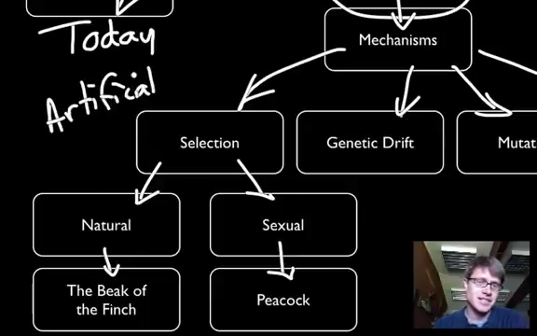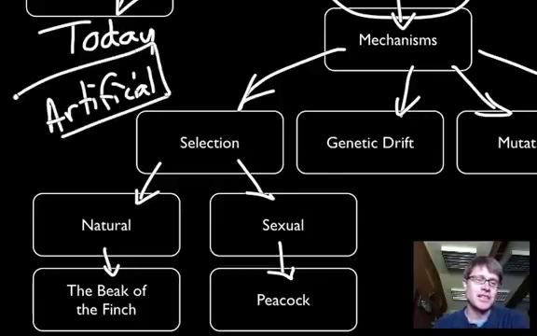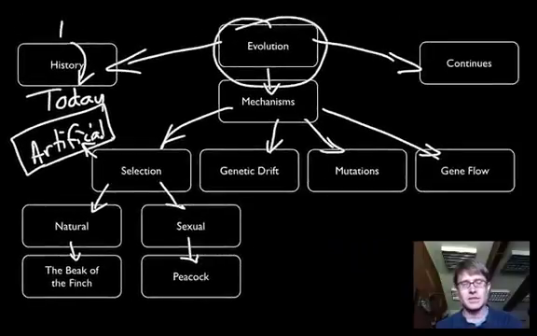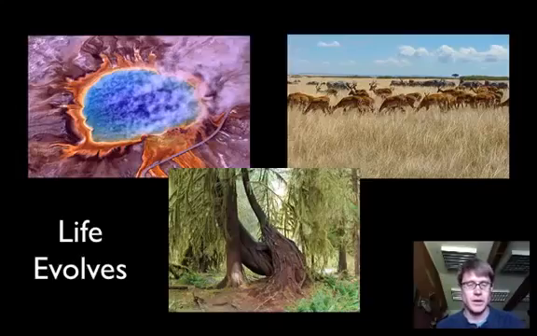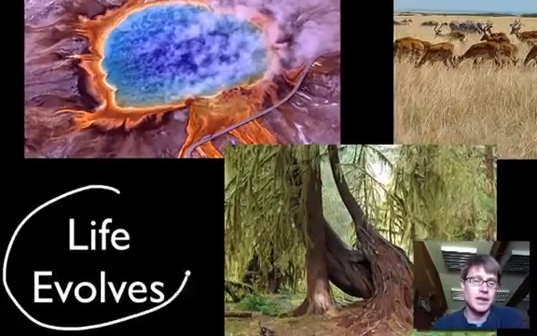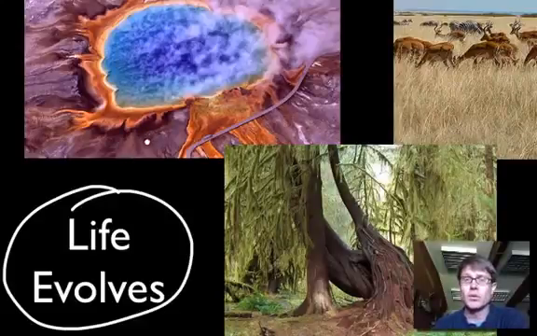Artificial selection is another type of selection, and that's actually where Darwin starts explaining the mechanisms by which natural selection could occur. One thing that I want to drive home is the idea that all life evolves. So once life shows up on our planet, it's been evolving ever since then.